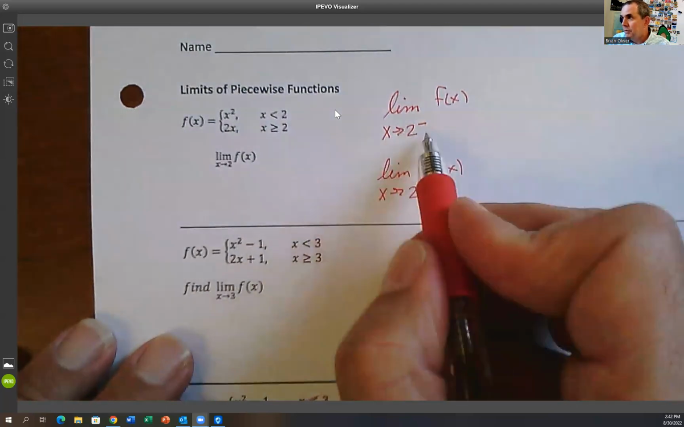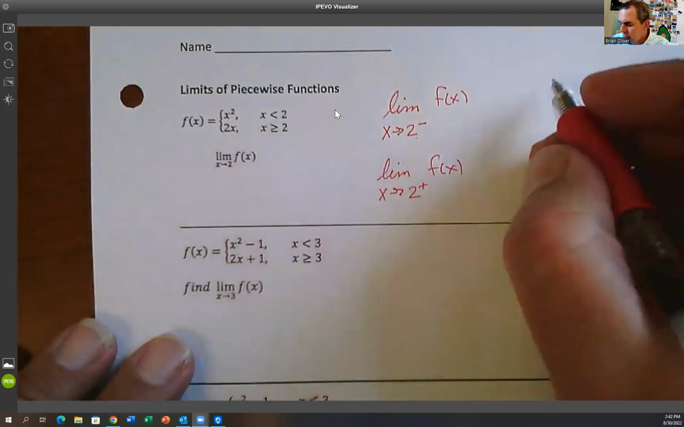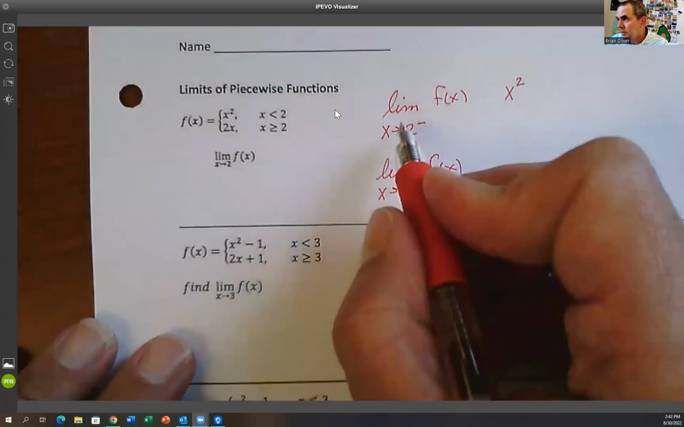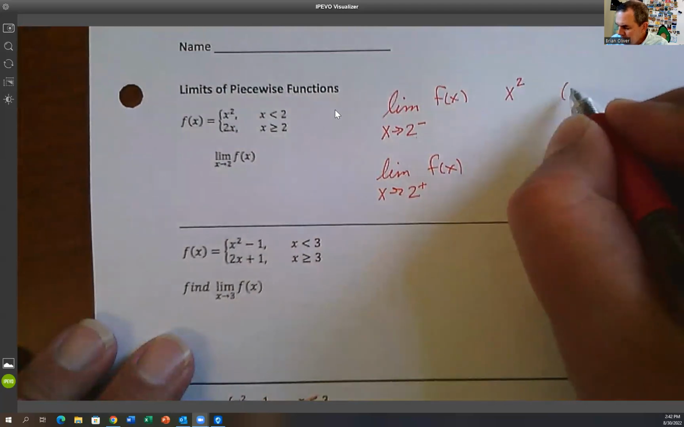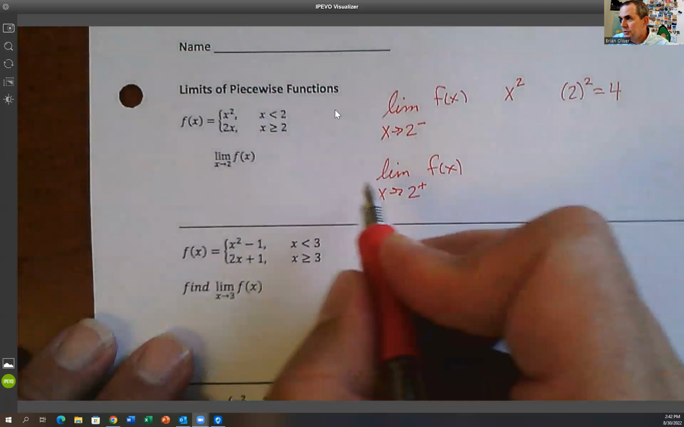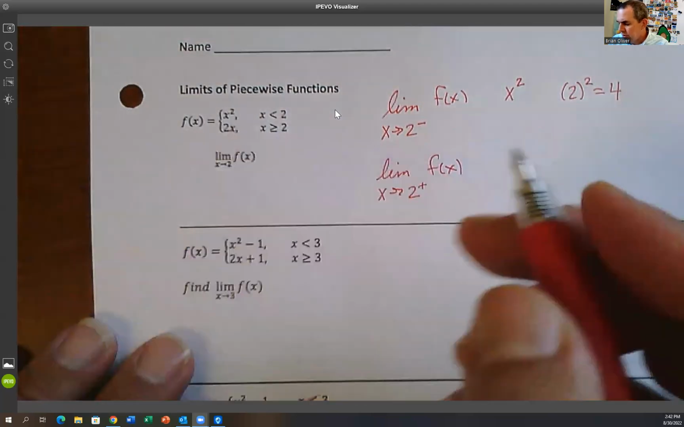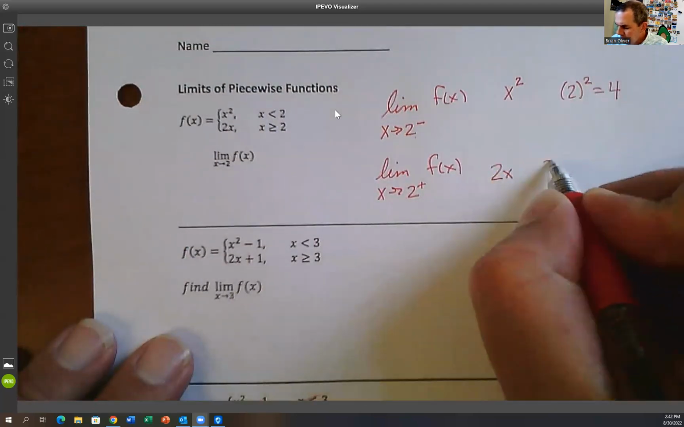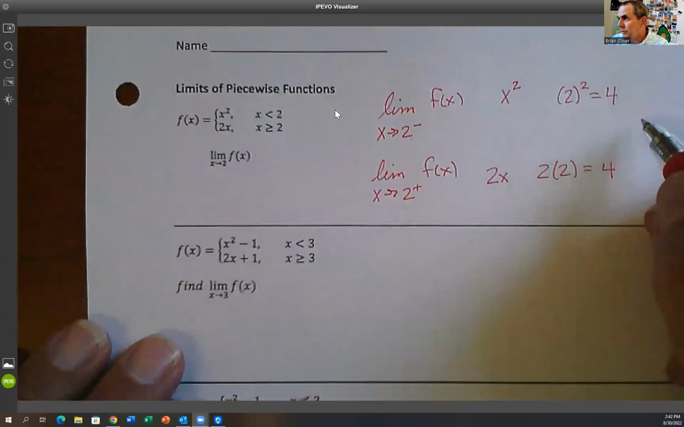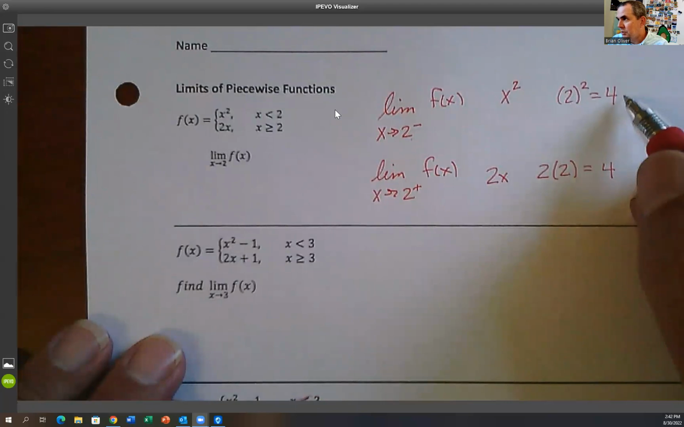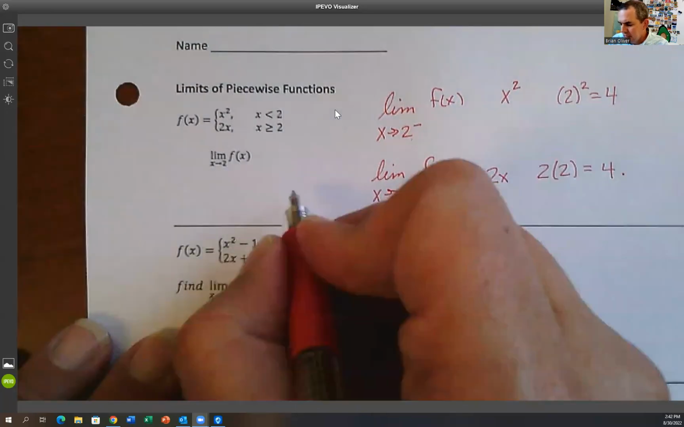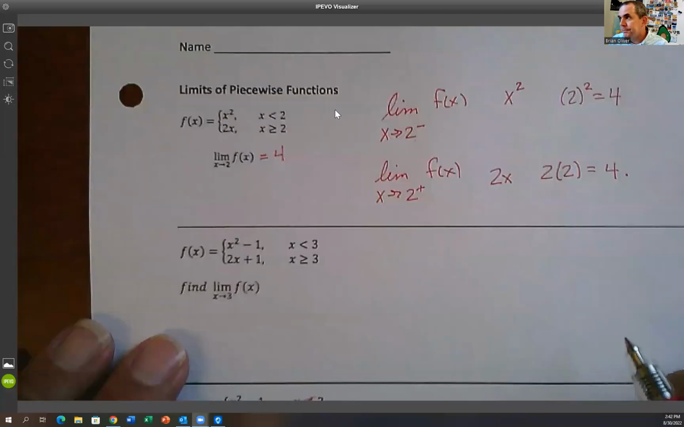As it approaches from the left, these numbers less than 2, I'm looking at the function x squared. So I'm just going to plug the 2 into x squared. 2 squared is 4. As I approach from the right, I'm going to use the lower function, 2x. I'll plug in the 2 there, so 2 times 2 is 4. In the world of limits, if the number we approach from the left and the number we approach from the right are the same, the limit exists. So this limit is 4.